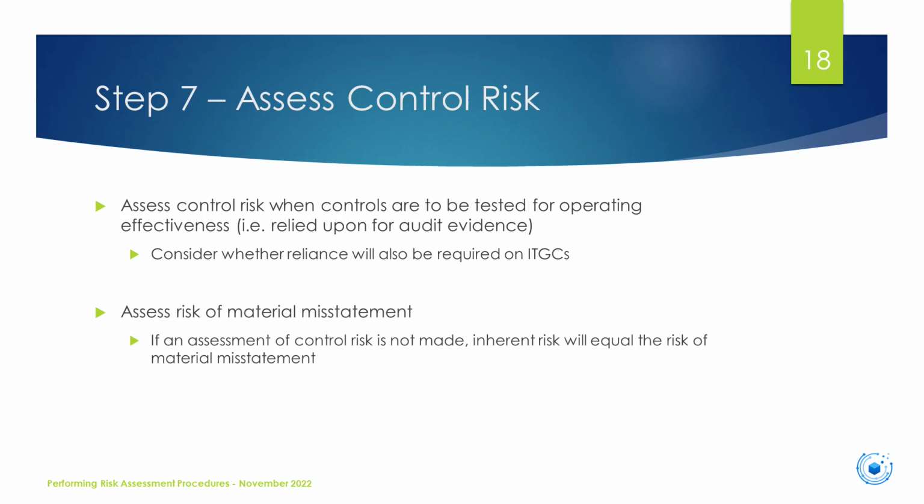Then once we have all the controls documented and evaluated, we can then assess control risk. So control risk is only required to be assessed when you plan on testing the operating effectiveness of controls. And that the initial expectation of the operating effectiveness of controls is based on your evaluation of that design and the determination of implementation of the identified controls in those control activity components.